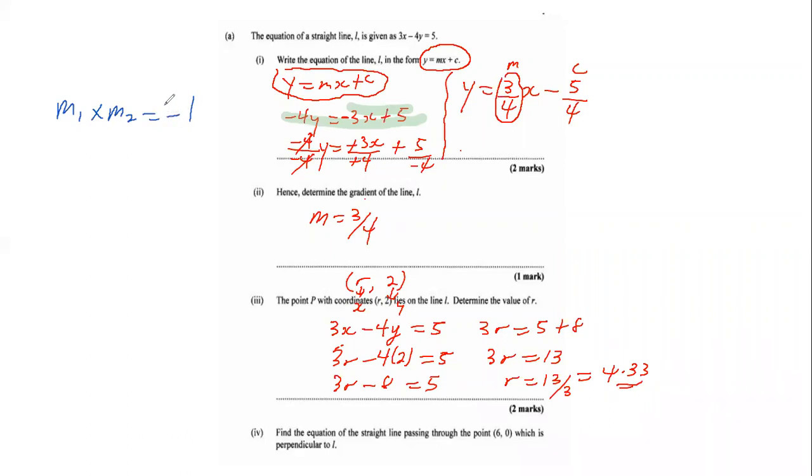Follow me up. So our original m1 is actually 3/4. If I want to find m2, what will I do? The inverse. We turn it upside down, and we put -4/3. So once they use the word perpendicular, you look for the first gradient, whatever it is, and then you reverse it.